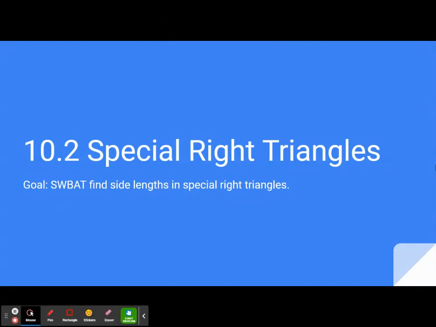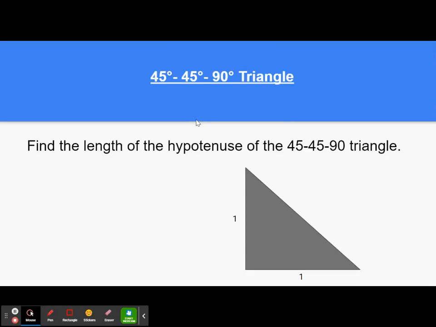Triangles. Students will be able to find side lengths in special right triangles. Okay? All right, so first thing I want you to do is work out this problem. It says find the length of the hypotenuse of the 45, 45, 90 triangle.